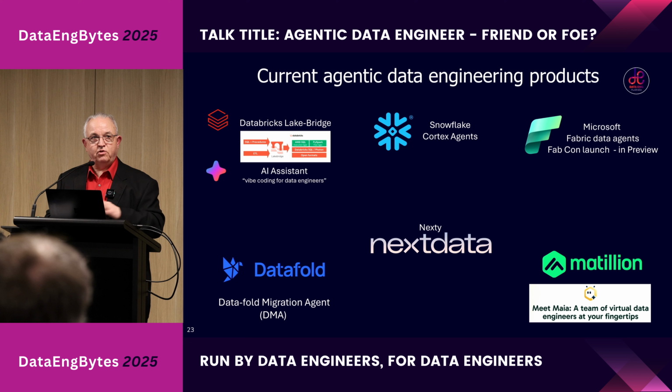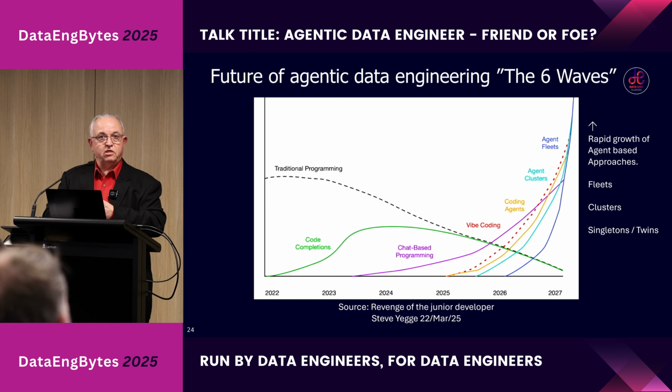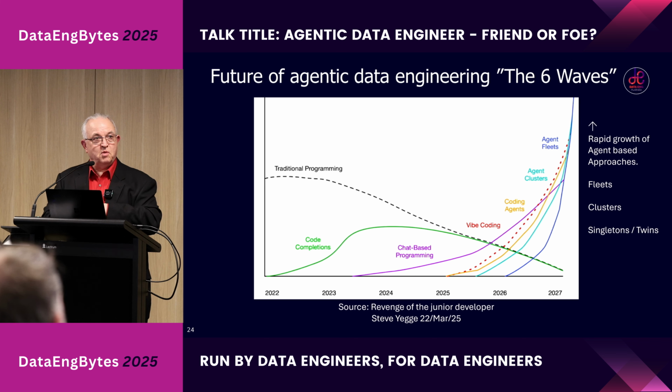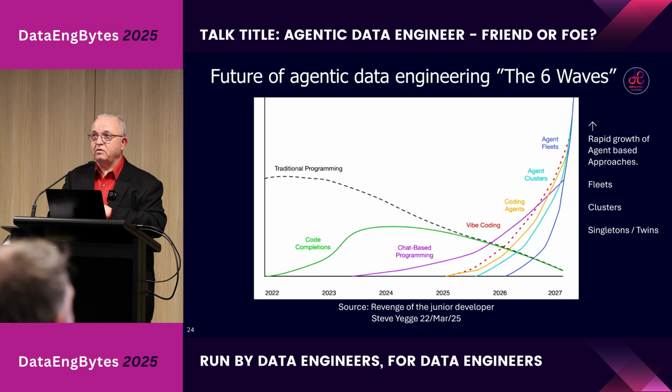Always trying to predict the future is a dangerous thing. I'm going to just refer to an article. I don't know if anybody's read Steve Yegge's very entertaining blog post. I recommend reading this one, The Revenge of the Junior Programmer. It's published on Medium. He talks about these kind of six waves.